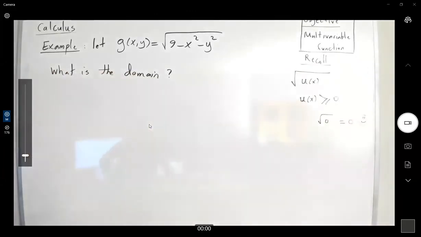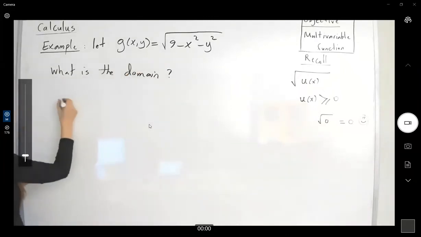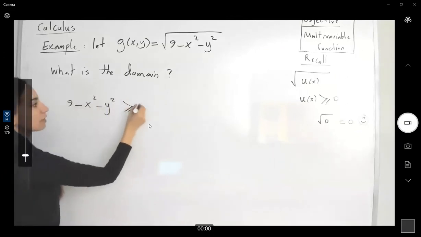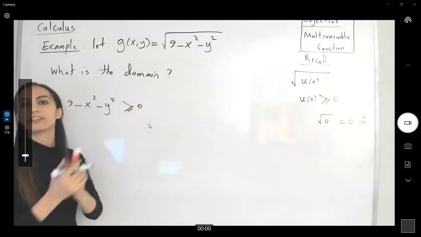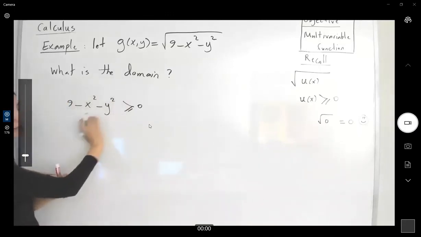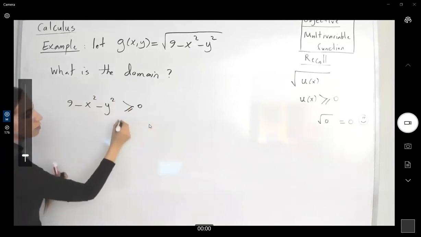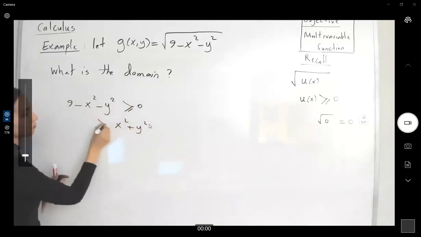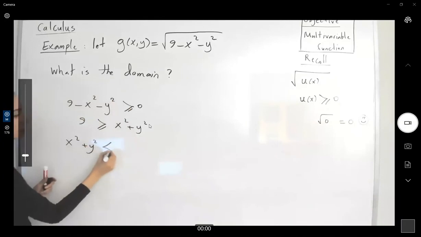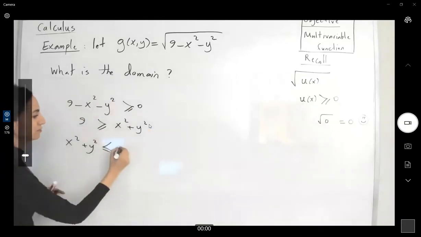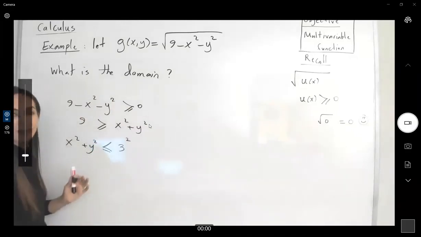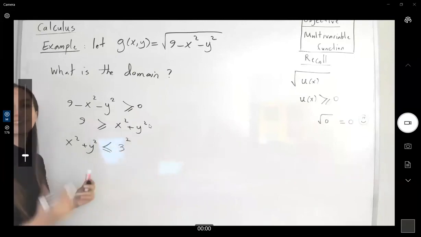So let's take a look at this. We have the quantity 9 minus x squared minus y squared greater than or equal to 0. Let's rearrange this. We take these two and write them on the other side. We can write x squared plus y squared less than or equal to 9, or x squared plus y squared is less than or equal to 3 squared. What is this? It's actually a circle with all points inside that circle.